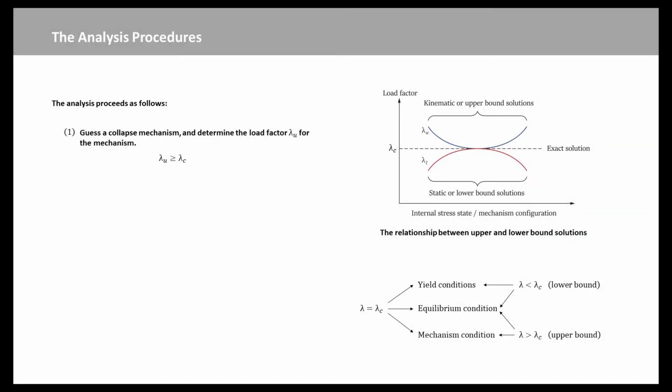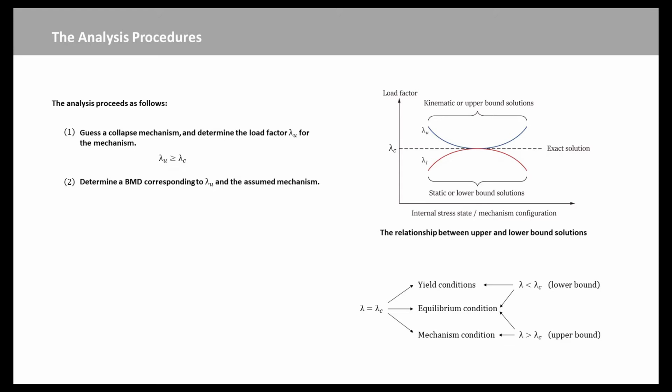The first step is to guess a collapse mechanism and determine the load factor lambda u for the mechanism. In general, this mechanism will not be the true collapse mechanism. So from the upper bound theorem, lambda u is larger than or equal to lambda c. The second step is to determine a bending moment diagram corresponding to lambda u and the assumed mechanism.